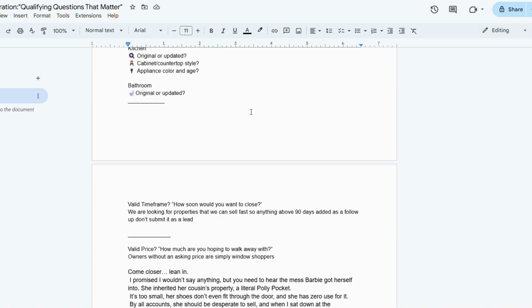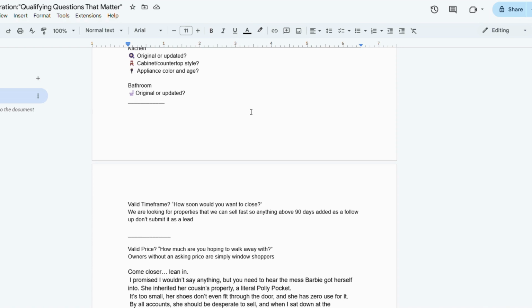Now, let's move to, you know, price. Now, price is very sensitive. What I'm noticing is that a lot of VAs don't really know how to push the price out of the owner. And if the owner doesn't really have a price, then they're just basically window shopping, right? If you are serious about selling your house, you would know how much you want to get for your property. Now, let's talk about this as a form of a story, right?